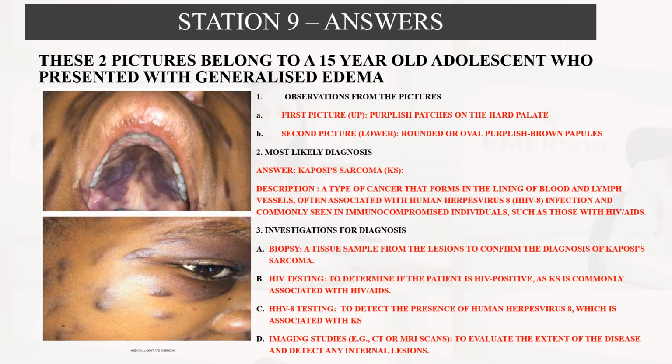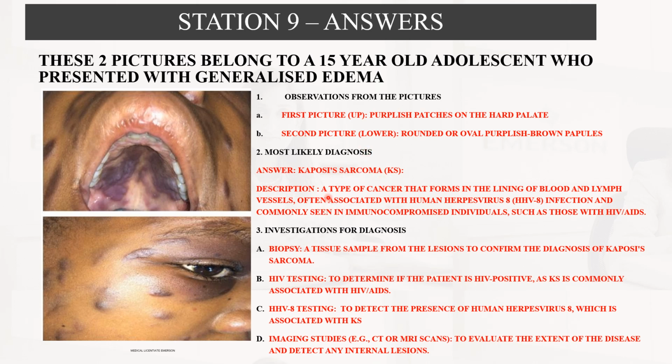Then let's start with the answers. So observation from the picture. So first up, the picture, which is of course here, there are pepperish patches on the hard palate. These ones, okay. Then the one which is here, the lower picture, there are rounded or oval pepperish brown papules. Okay, those are the observations we have seen. So you have to pay attention. Then the most likely diagnosis is a Kaposi's sarcoma case.